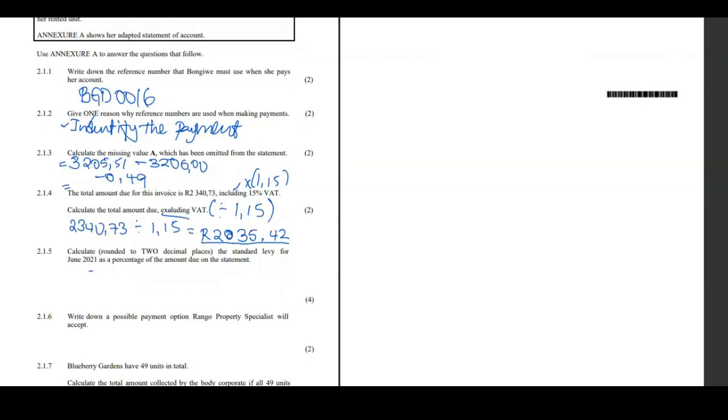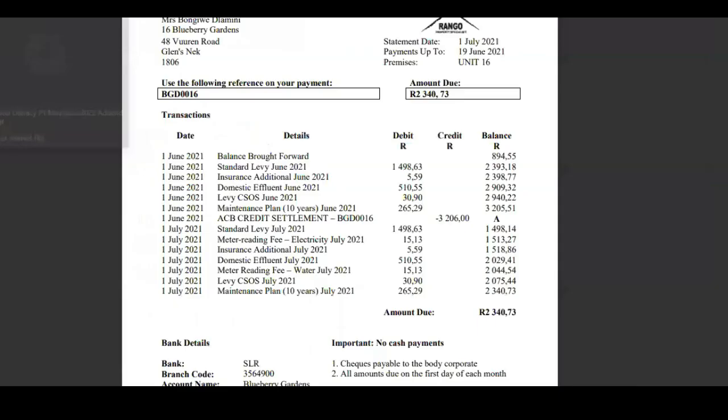Calculate, rounding off to 2 decimal places, the standard levy for June 2021 as a percentage of the amount due on the statement. Are we there? So simply, what do we need to do? Now go to the annexure. When you come here, you analyze that the standard levy, this amount here, is what they want you to use.